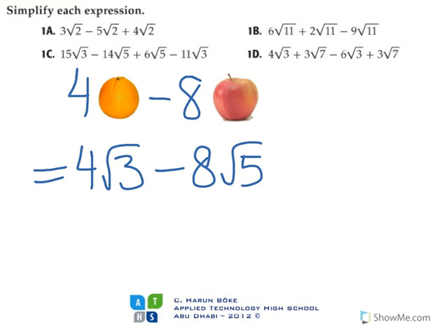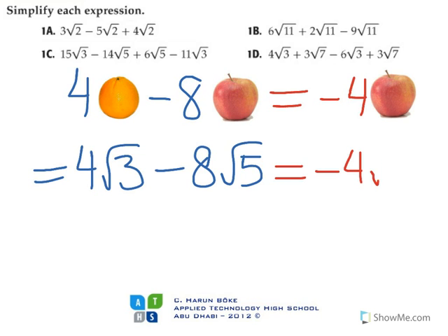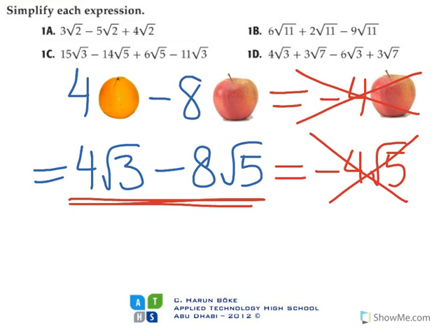Now here, this is important. Now for this one you cannot say this is minus 4 oranges or minus 4 apples. You cannot say anything. This is 4 oranges minus 8 apples. As in here, you cannot say this is equal to minus 4 root 3 or minus 4 root 5. It is neither, so this is not correct. This is the answer. This is what we have, 4 root 3 minus 8 root 5.